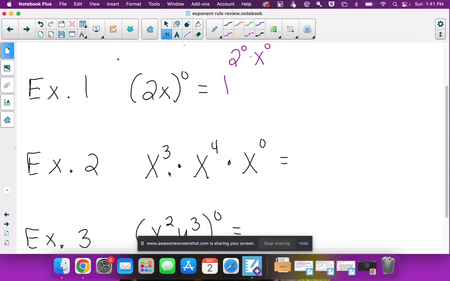Okay, it works the same way here. If I am working this as an addition problem, I have like bases, it's going to be 3 plus 4 plus 0. So the 0 doesn't count for anything when I'm adding it. So that's just going to be x to the 7th. And it works if you rewrite this x to the 0 as 1. That's still going to be x to the 7th times 1.